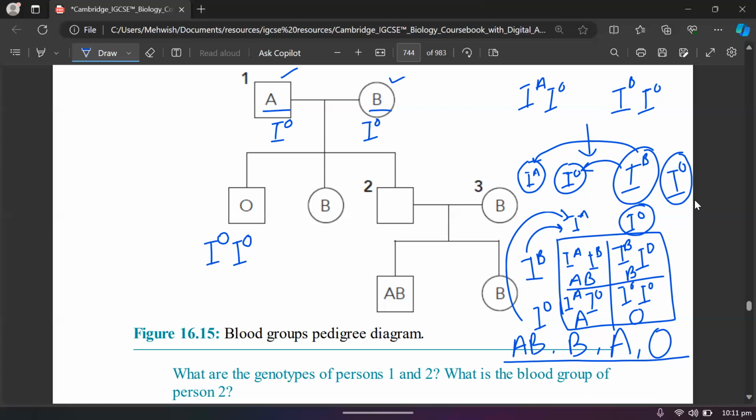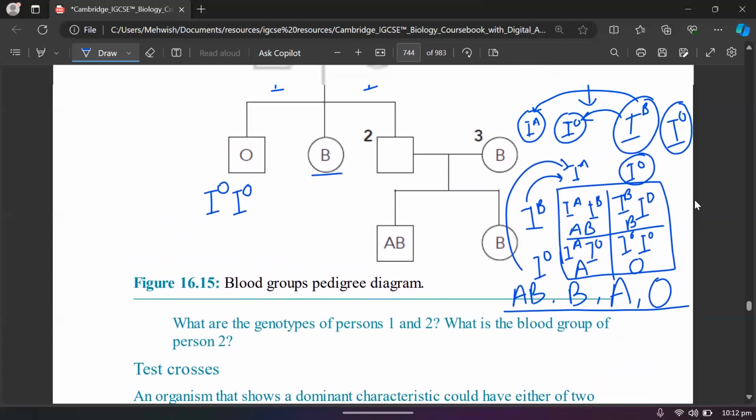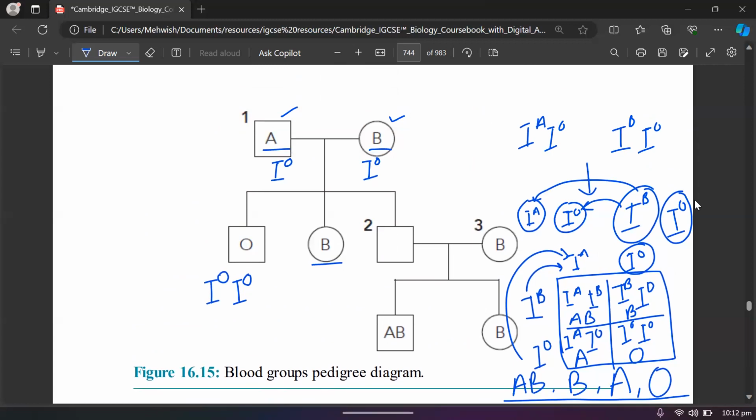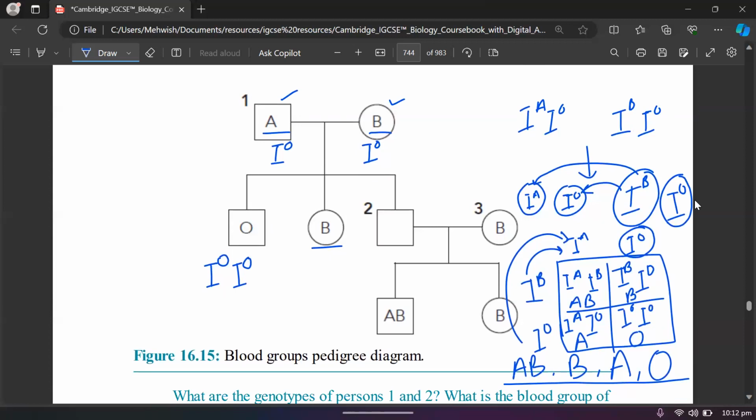So here this individual has blood group B. Now let's see what question they have asked. What are the genotypes of person 1 and 2? To evaluate the genotype of person 1 and 2, we need to see the offspring. What is the phenotype of the offspring that person 2 had when he got married to person 3, a female with blood group B? They had a boy with blood group AB. Because we have to evaluate the phenotype and genotype of person 2, we need to see the offspring that they had. The offspring that they have are AB and B.